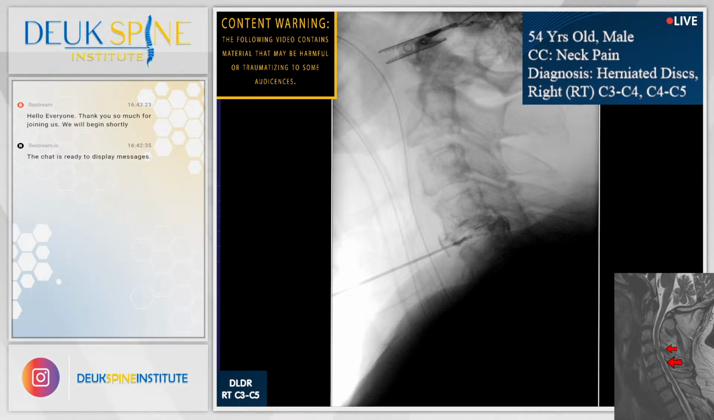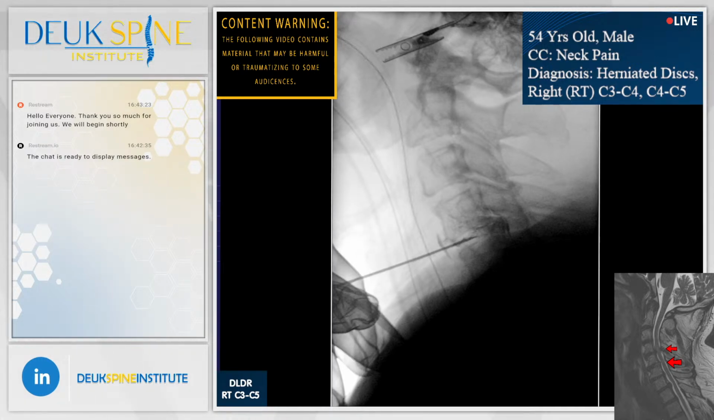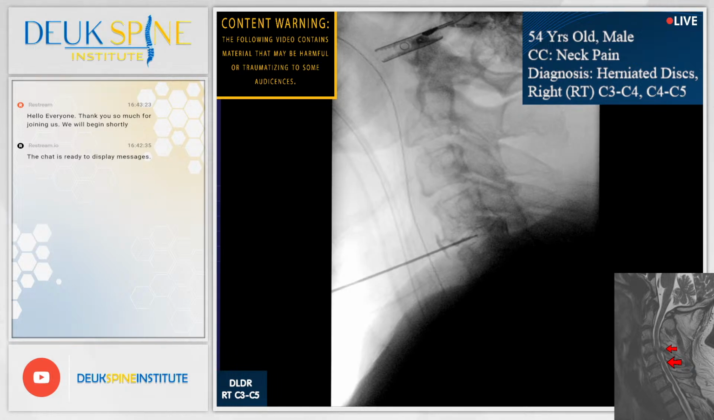Now this surgery is being done instead of a fusion. Other surgeons would offer fusion. I've offered fusion. We talked about fusion. He didn't want fusion. I don't blame him.